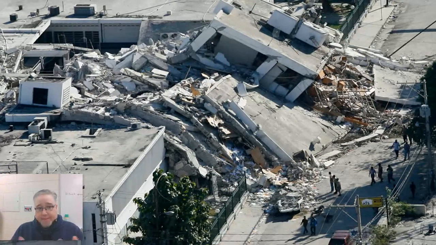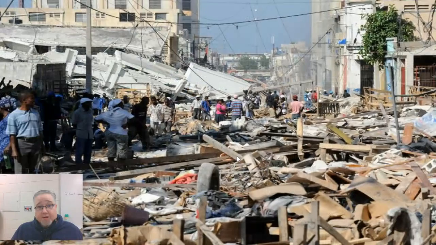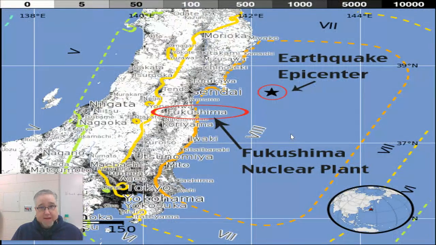Most earthquakes only last maybe 30 seconds, maybe a minute or two at most. But the damage that was done in that short amount of time was enough to kill 200,000 people. So it was not the biggest earthquake we've ever seen, but this one resulted in a tremendous amount of loss of life.